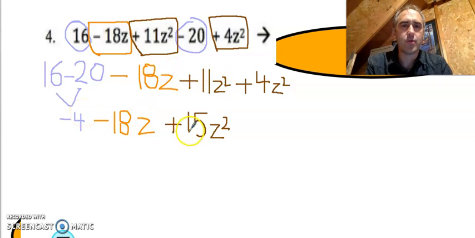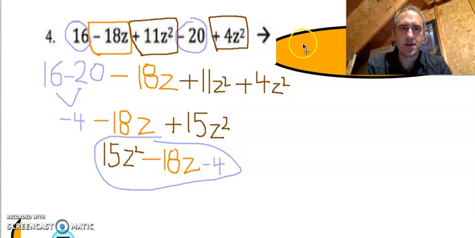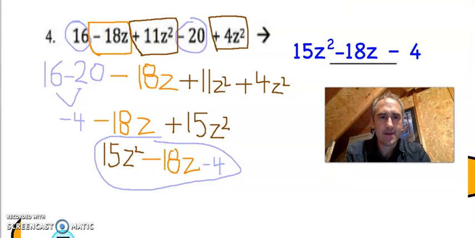And now I'm going to rearrange this. This answer is fine, but mathematically speaking, we usually put the biggest exponent on the left and then end with the number by itself on the right. So I'm just going to rearrange this to 15 z squared, negative 18z, followed by negative 4. And circle that. Let's just double check. Yes, I got it right.